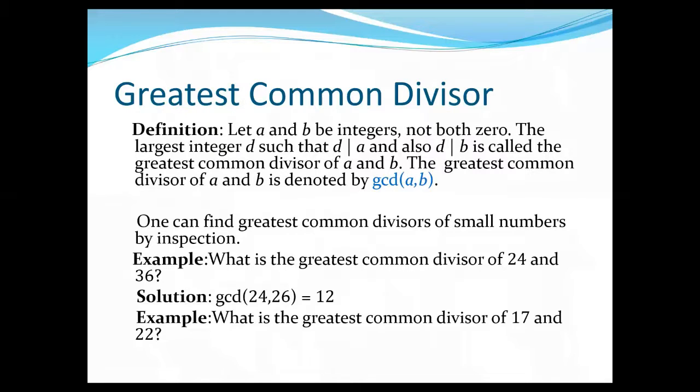Okay, and for 17 and 22, 17 is a prime number, so its factors are 1 and 17. 22 is not divisible by 17. So therefore, the greatest common divisor is 1. So the only common factor between 17 and 22 is 1. So that's why the GCD is 1.